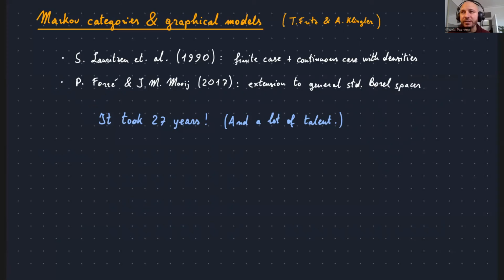It might be older than that. This is how early I could say. But that was a finite case and the density case, like R and so on for Lebesgue. The extension to general standard Borel measurable spaces is much, much, much younger. It came 27 years later. And it was really non-trivial to prove.